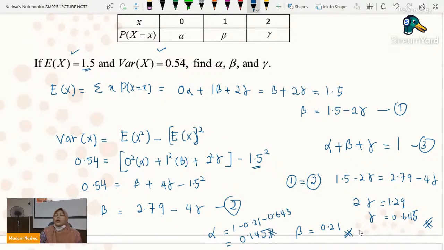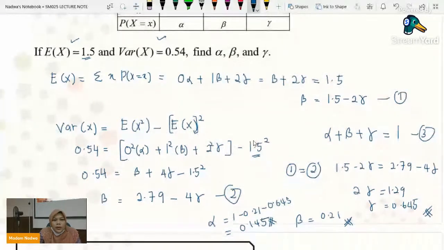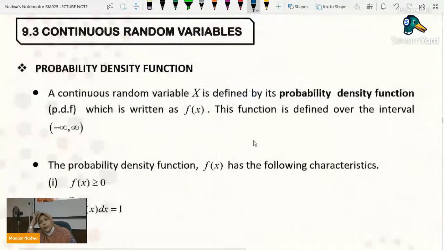So what you need to do is just use the simultaneous equation. Work on your simultaneous equation correctly. So saya dah ajar macam mana nak cari expectation dengan variance dan juga macam mana nak buat kalau soalan ada tanya unknown dekat dalam probability tersebut. Okay, so we continue with continuous random variable in the next lecture.